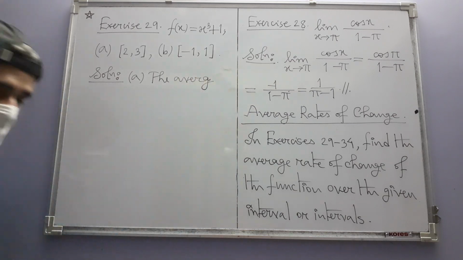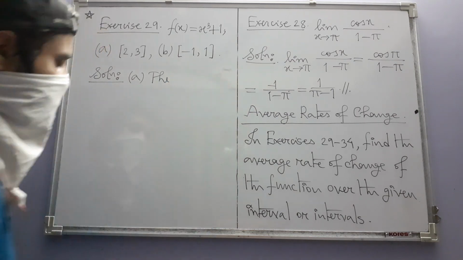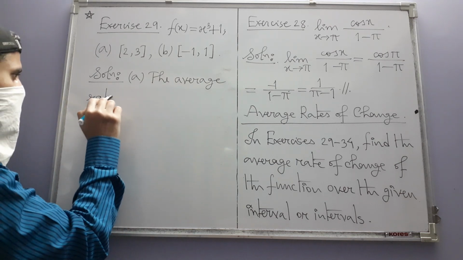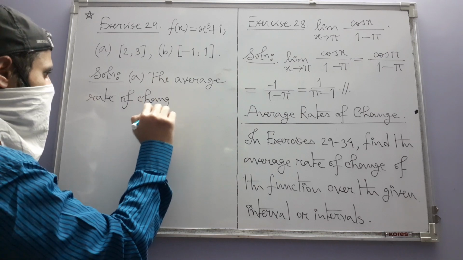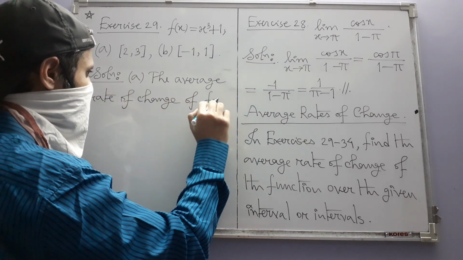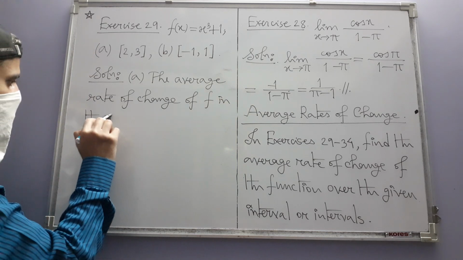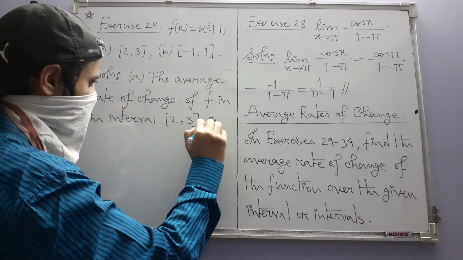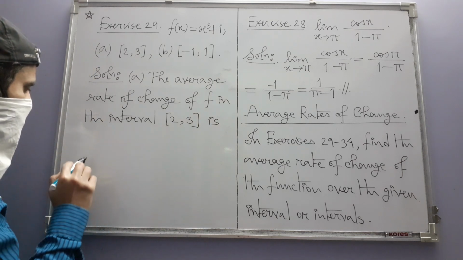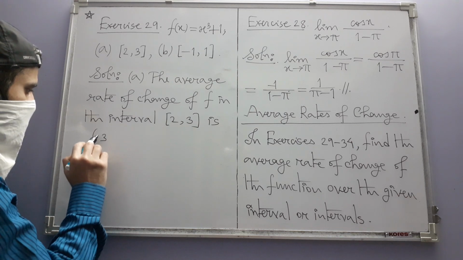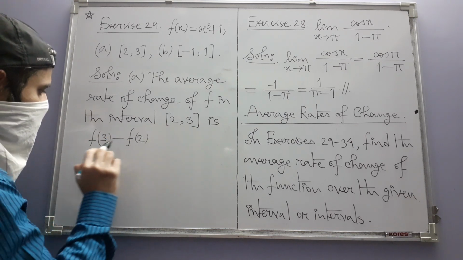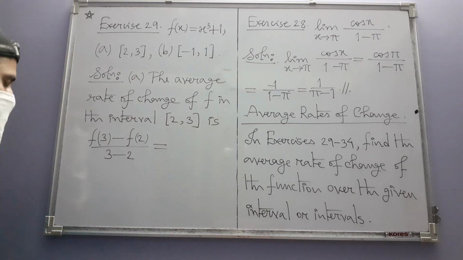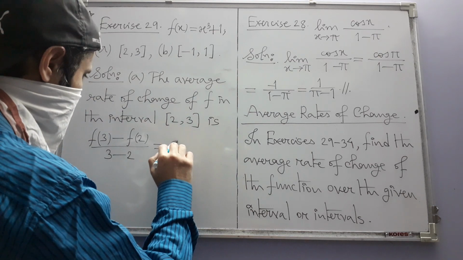The average rate of change of f in the interval 2, 3 is, we already know what average rate is, f of 3 minus f of 2 divided by 3 minus 2, and you can calculate it, and the value will be 19.